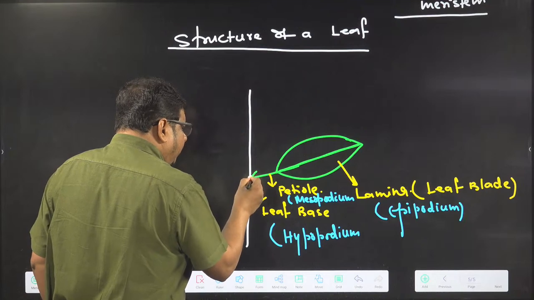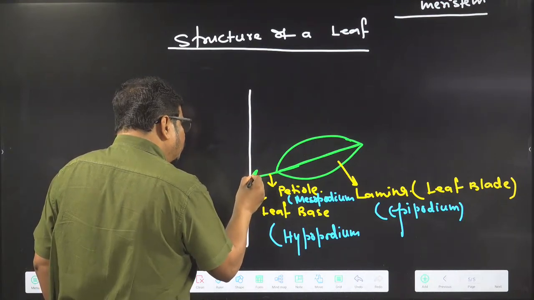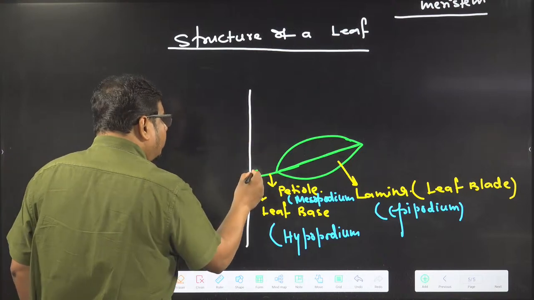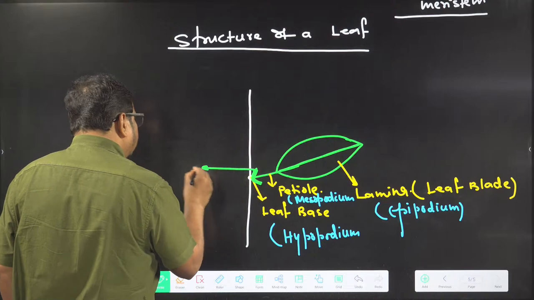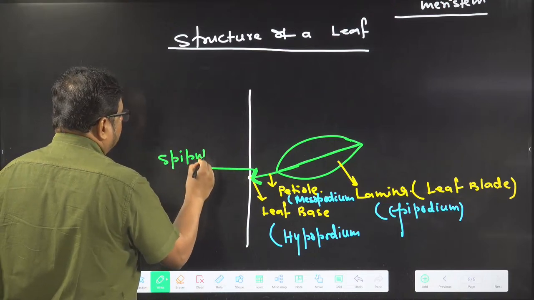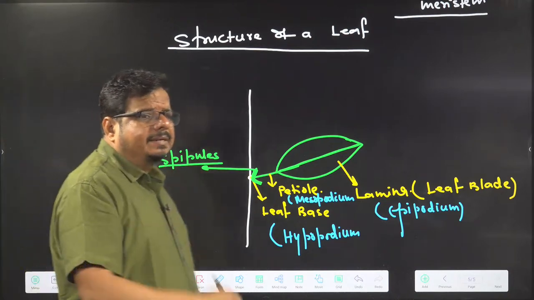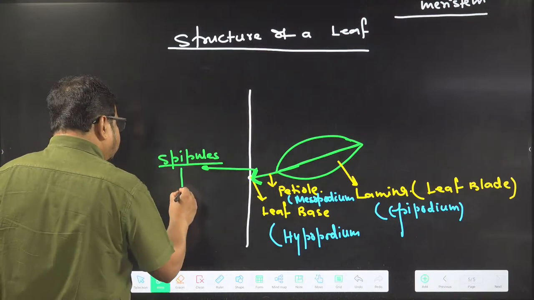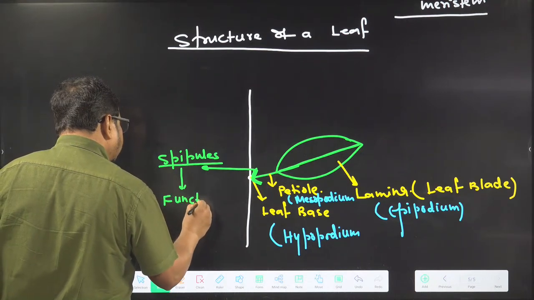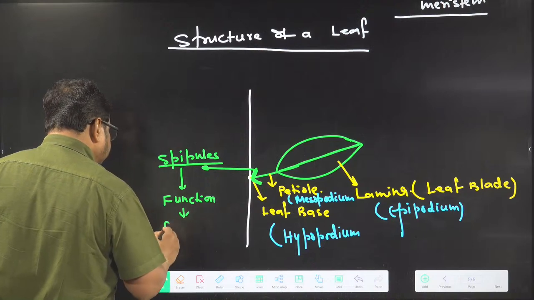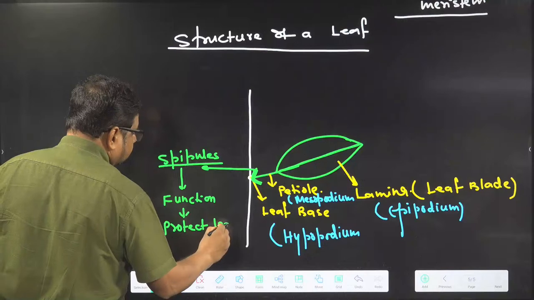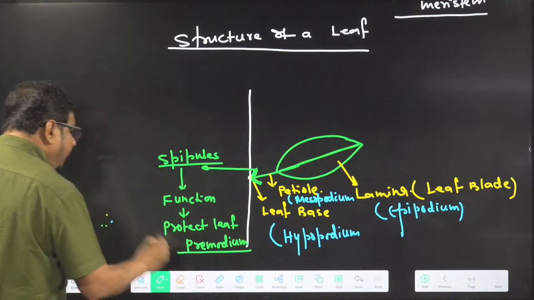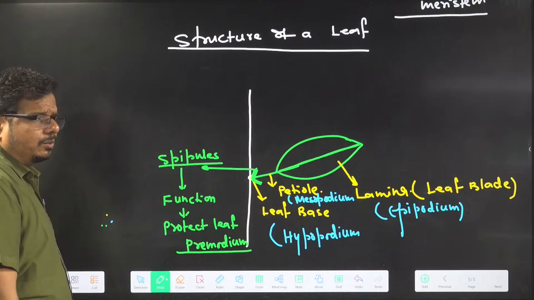Now, in the base of the leaf, two small leaf-like structures may arise. It is not compulsorily present, but may be present. This structure is called stipules. So it is not a compulsory structure. In a leaf, these stipules may be present or absent. And what is the function performed by these stipules? They protect the leaf primordium. This is the function of the stipules.